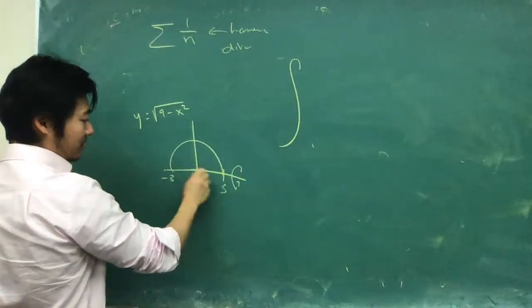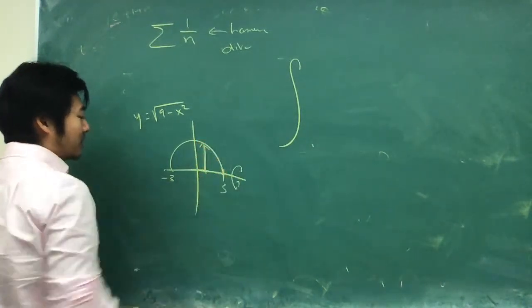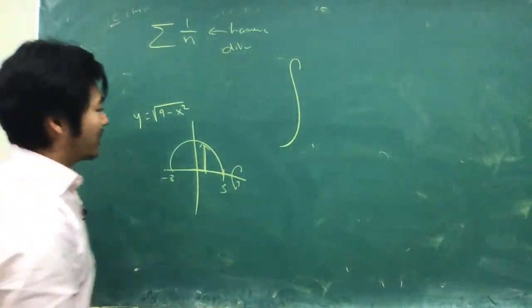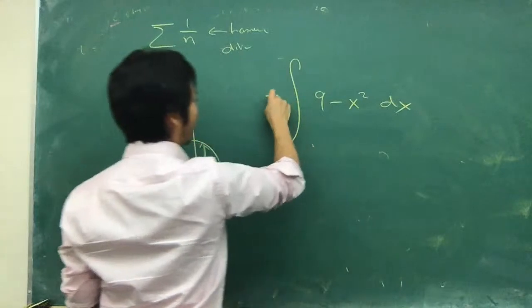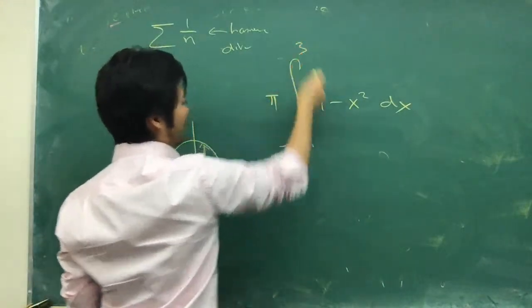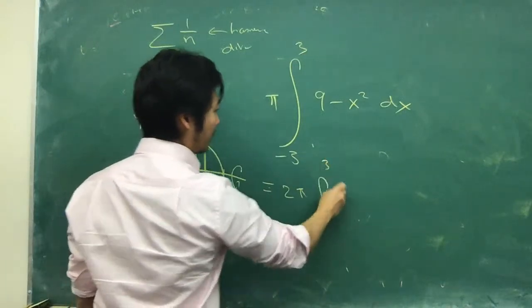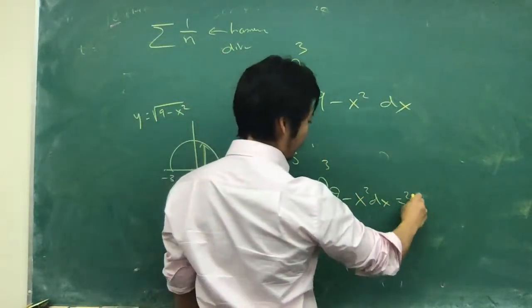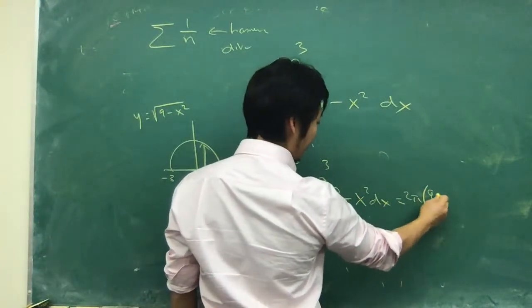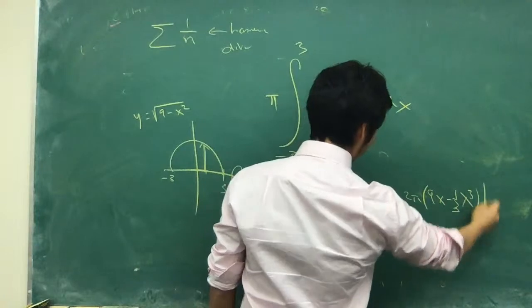So this is the disk method. So you only have an outer radius. So you square this. So it's going to be pi times the integral from negative 3 to 3 of (9 minus x squared) squared dx. This is an even integral. So this is 2 pi, integral from 0 to 3, of (9 minus x squared) dx. So you integrate it and you get 2 pi times 9x minus a third x cubed. Plug in 0 and 3.